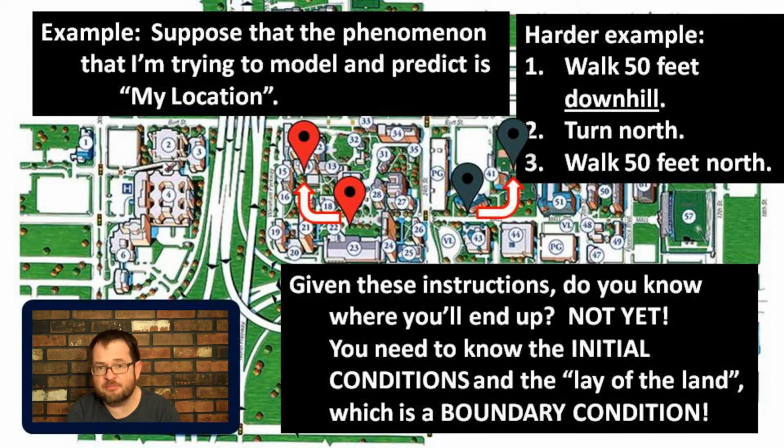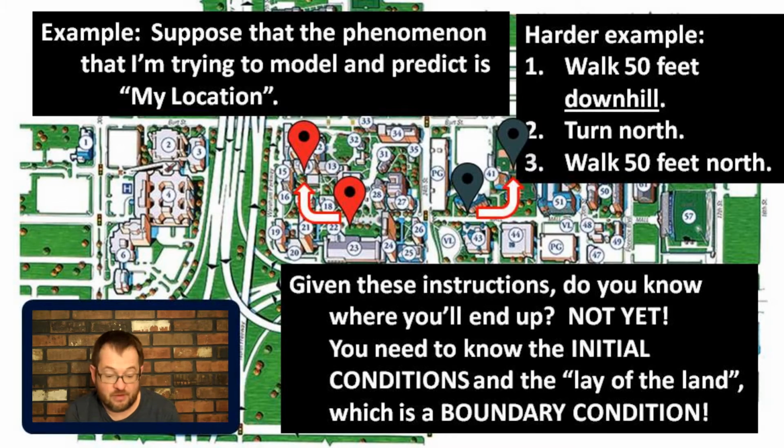Where I ended up depended on both where I started and the lay of the land. Where were the hills? Which I'm in no control of. I don't get to move hills to make me work out where I want to be in this game. That is a boundary condition to it. It's not part of the rules. I don't get to say what the hills are, where the hills are, and where the valleys are.